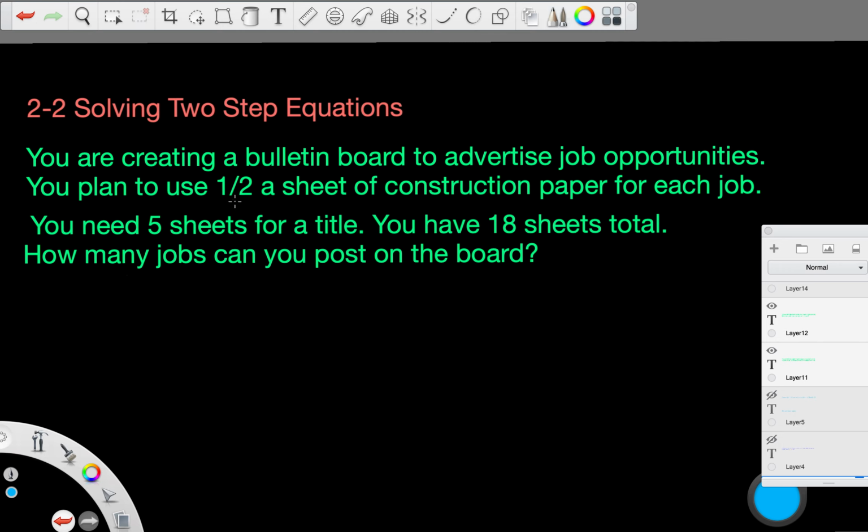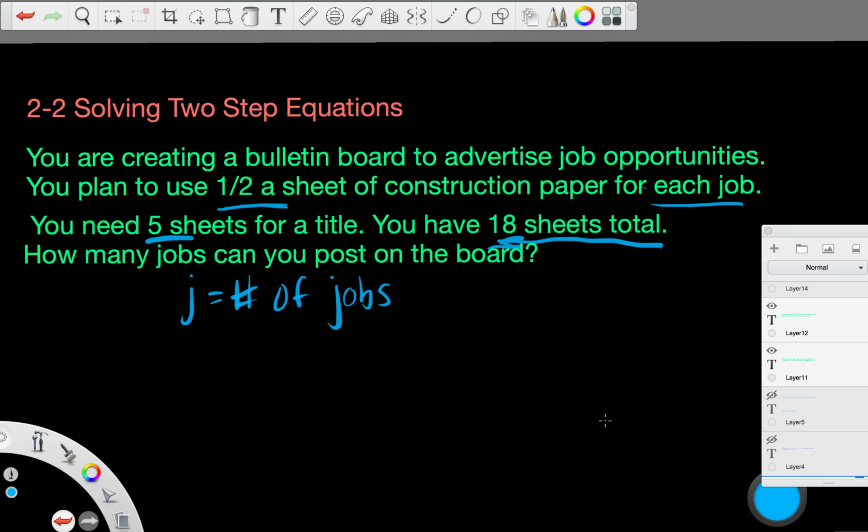You want to use half a sheet of construction paper per job. You need 5 sheets for your title, and you have 18 sheets total. You want to know how many jobs you can post on the board. So the first thing I want to write down is my variable. What are we trying to find? We're trying to find how many jobs, right? So I'm going to indicate my variable as j, which is the number of jobs that we're posting.